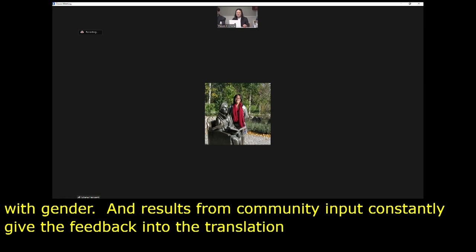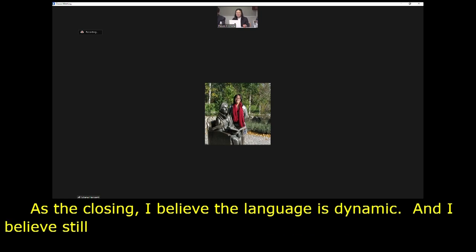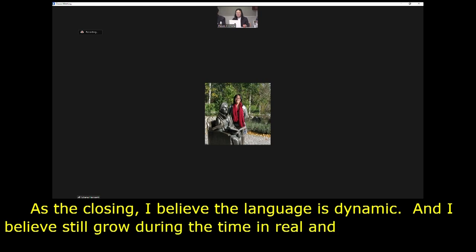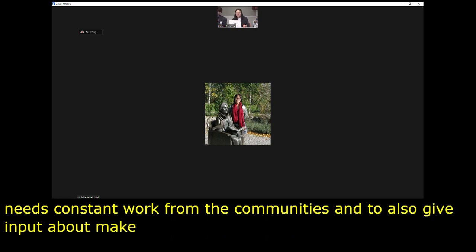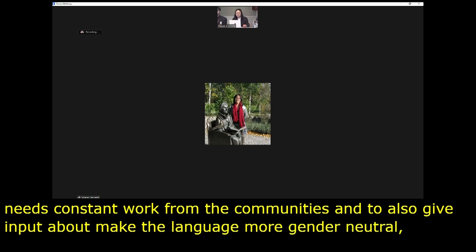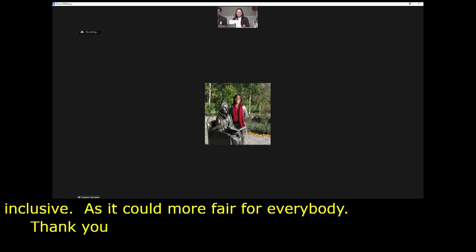As the closing, I believe language is dynamic, and I believe it will still grow over time in the real and digital world. It needs constant work from the communities, who also give input about making the language more gender neutral and more inclusive, so that it could be more fair for everybody. Thank you, and I look forward to the discussion.